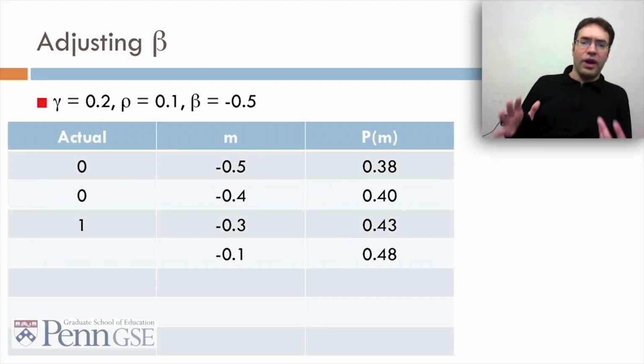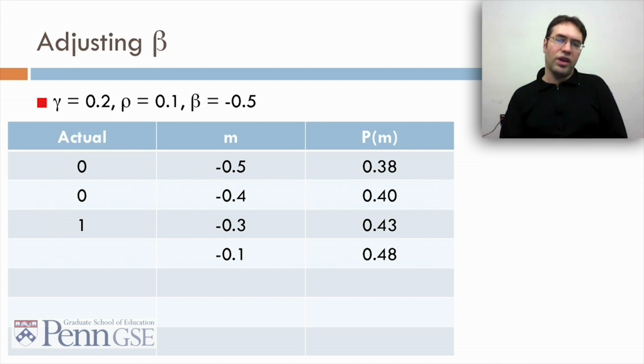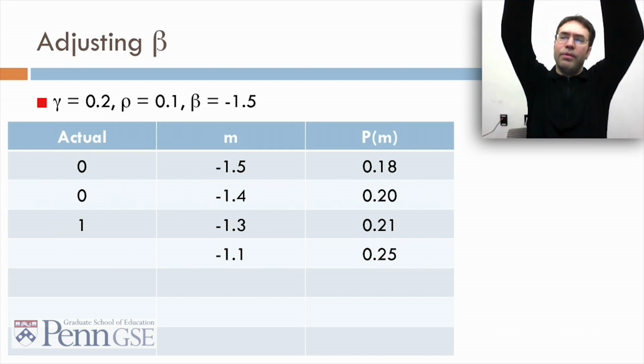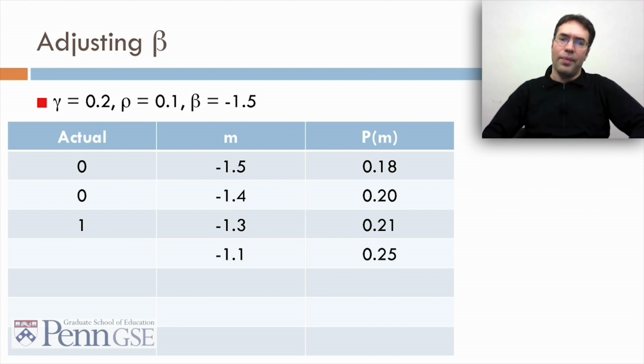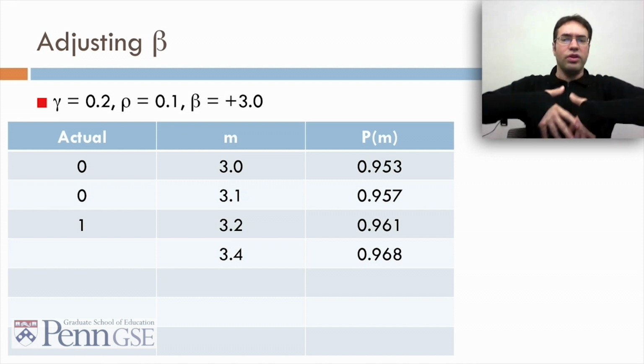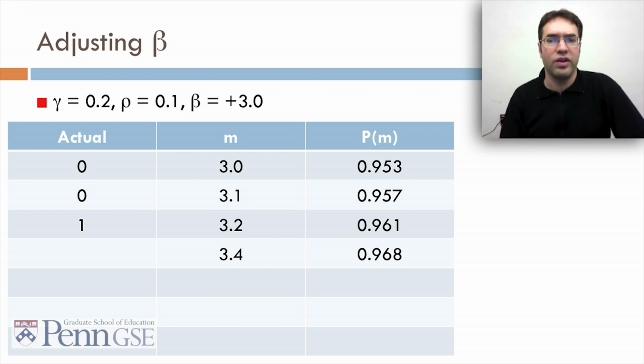So how about adjusting beta? Let's say you adjust beta. If you look at this case, we got that beta of negative 0.5. You saw this pattern before. If we change it to negative 1.5, the same kind of amount of improvement happens, but they start from a lower baseline. And if we set beta to +3, then it starts with a really high baseline. From the very start, we assume a student's going to be 95.3% correct.